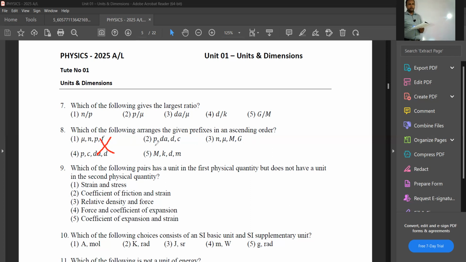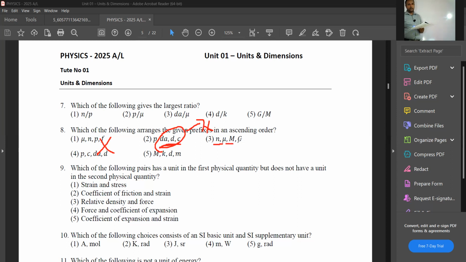Then pico, deca, deci, centi. If I take deca and centi, deca and deci, the largest one is deca. So this is not the order.